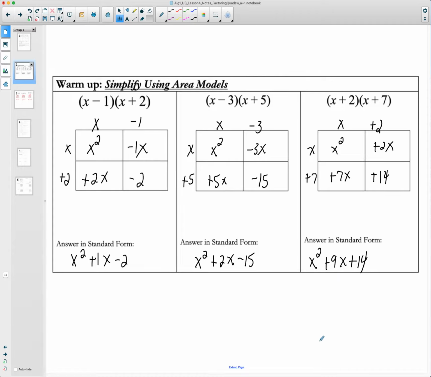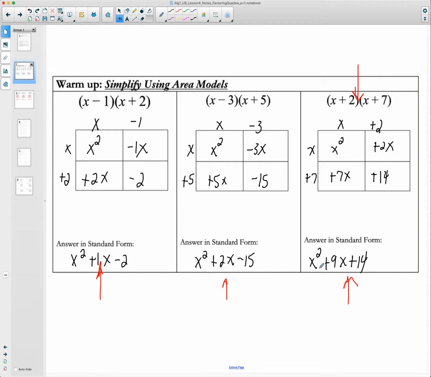All right, so now here's the goal for today. What we're going to do today is start with this problem right here. We're going to start with our quadratic here, and we're going to start with this guy. And what we want to do is work backwards and figure out, okay, what did we multiply together to get this result? So instead of starting with it in factored form and moving to standard form, we're going to start in standard form and move backwards to factored form. All right, so let's look at some connections here and how that happens.